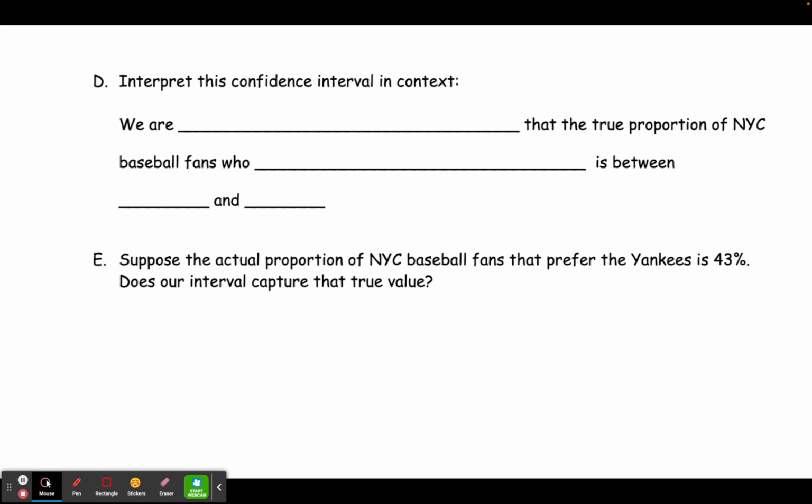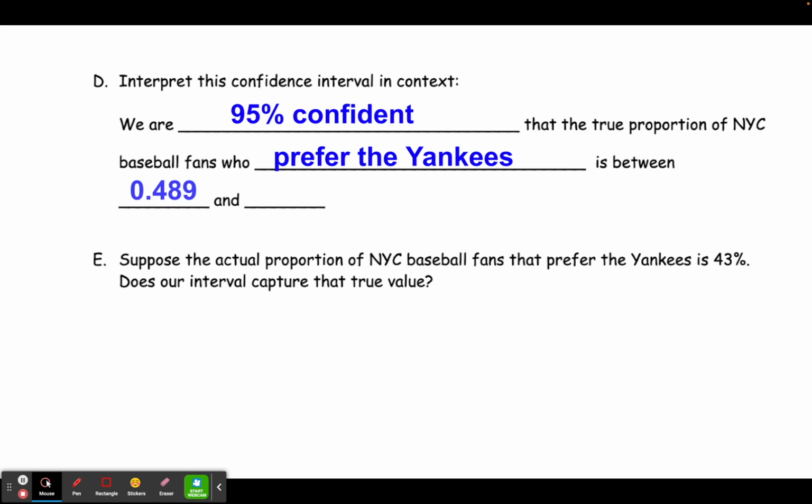Now let's interpret this interval. We would say that we are 95% confident that the true proportion of New York City baseball fans who prefer the Yankees is between 0.489 and 0.579. And again, you'll recognize that format that we used in the first section where we're interpreting confidence intervals, where we state our confidence level, we indicate the value that we're trying to estimate, and we indicate the endpoints of our interval.